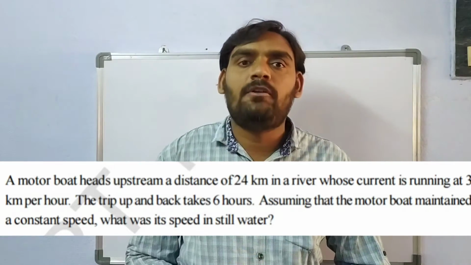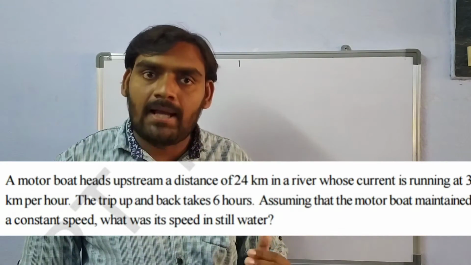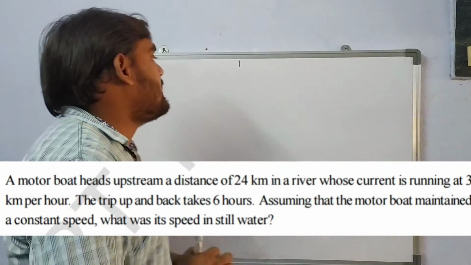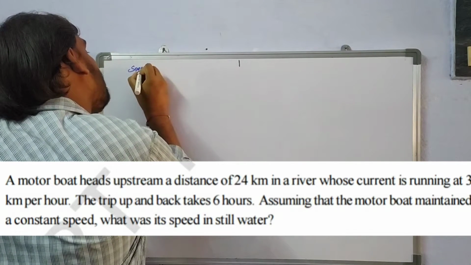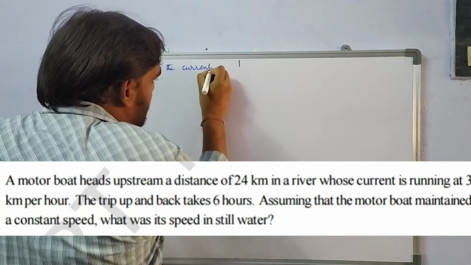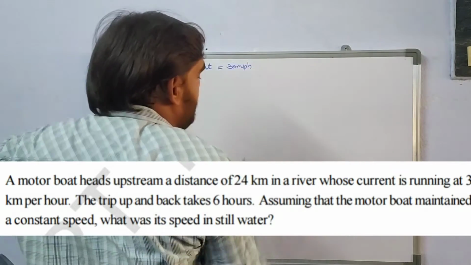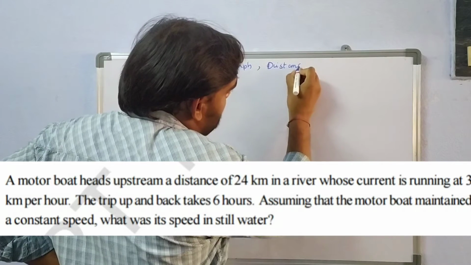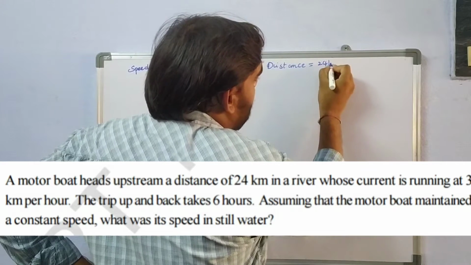But in this problem they have given the trip up and down, means to go as well as to come back. Total time taken by the boat is equal to 6 hours. So first of all we will write the given information in that problem. That is, speed of the current is equal to 3 kmph, and the distance is equal to 24 kilometers.